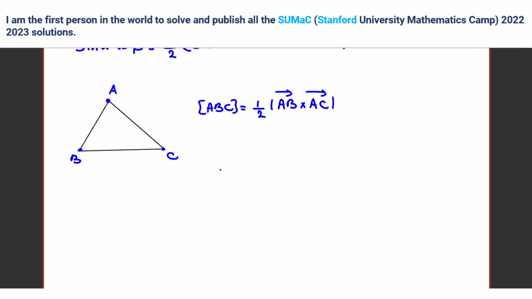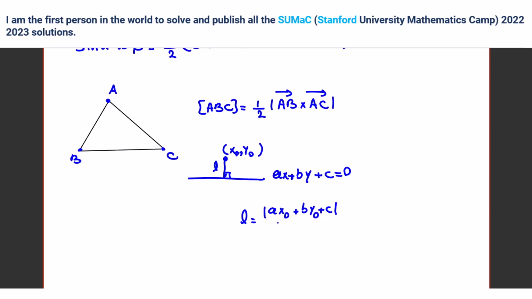And if we have a point (x0, y0) and a line ax plus by plus c equals 0, then the distance is what? The absolute value of a x0 plus b y0 plus c, over the square root of a squared plus b squared. Yes, good job.